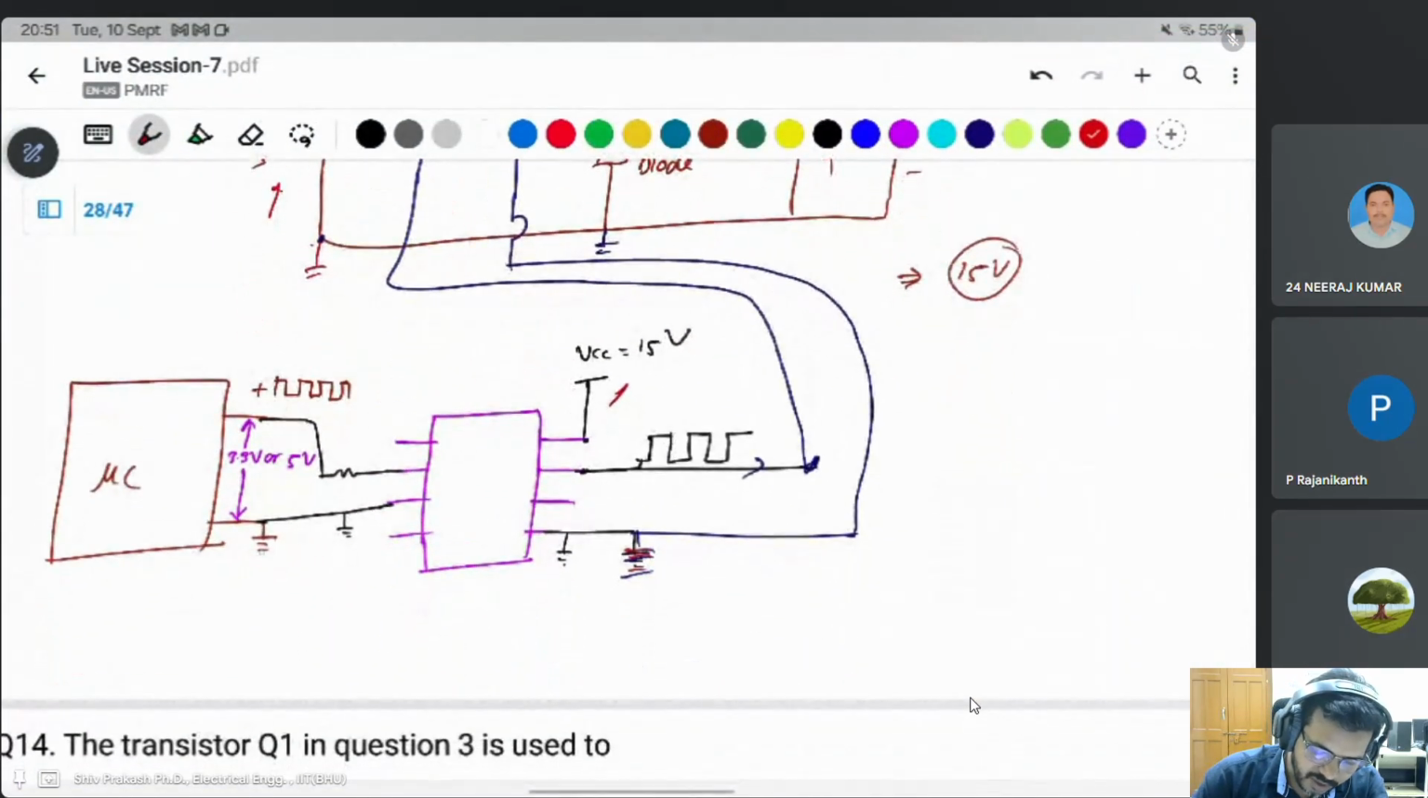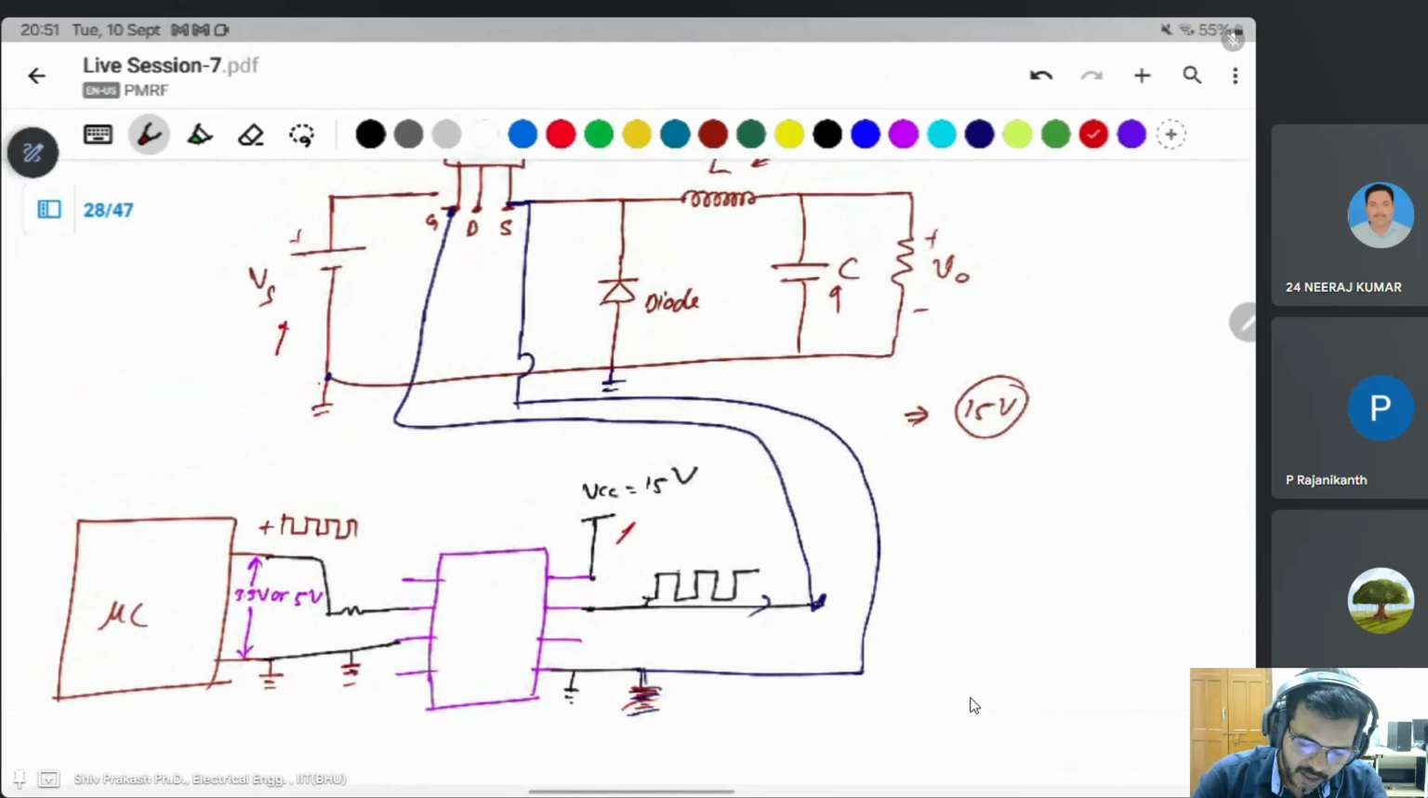The same supply is given to this one. This ground and this ground are both the same. There is no isolation between them. Then what happens if you give the pulse, positive connected here, to turn on the gate? Source connected to the ground, and the same ground is connected here. There is no isolation between them in this circuit. The whole ground is the same.